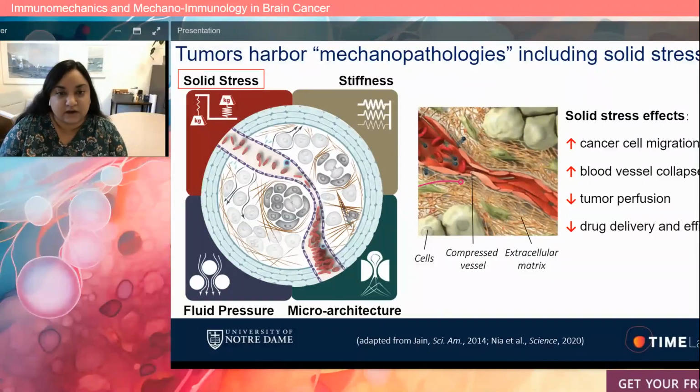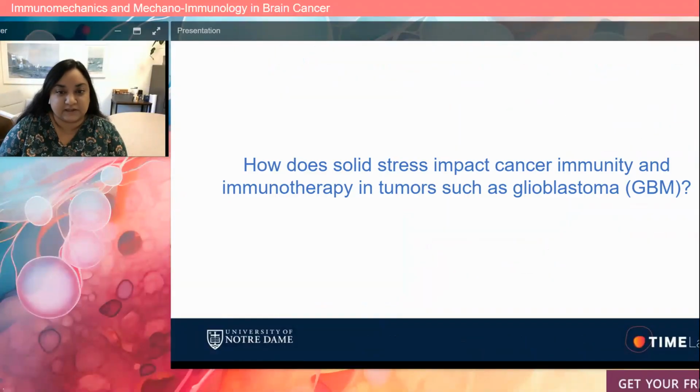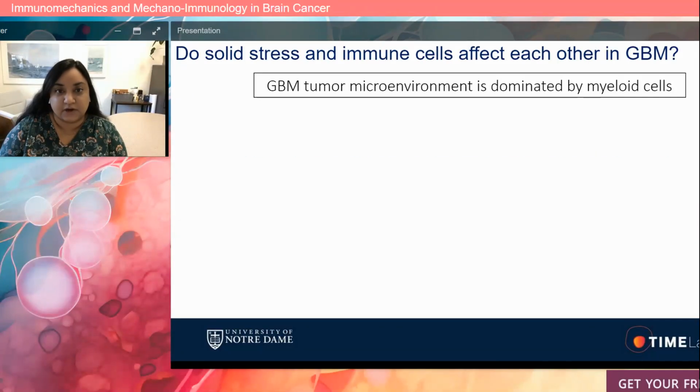This line of questioning about tumor microenvironment and tumor mechanics has led my lab, the Time Lab at the University of Notre Dame, to start to answer some of these questions about this interface between immunity and mechanics and really difficult to treat cancers like GBM. In particular, the work I'm going to show you today is about this question of how does this mechanical force solid stress actually impact immunity and immunotherapy outcomes in glioblastoma.